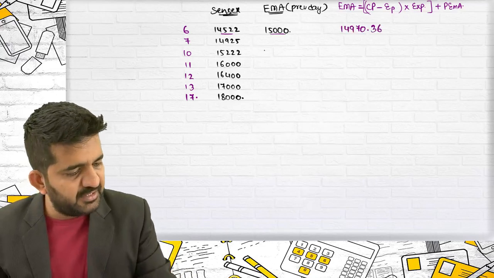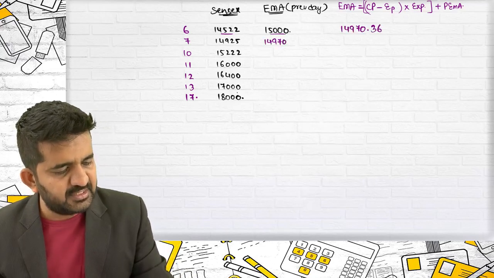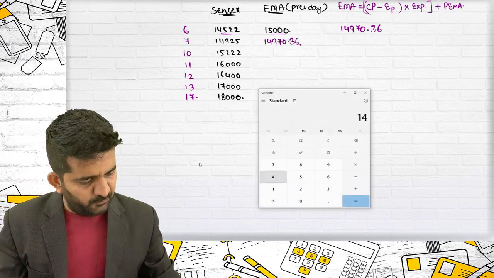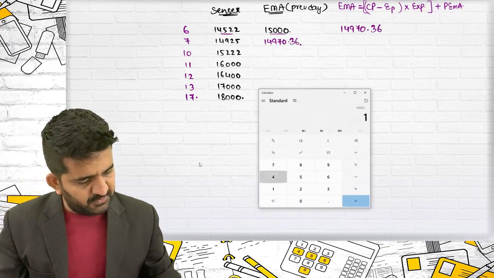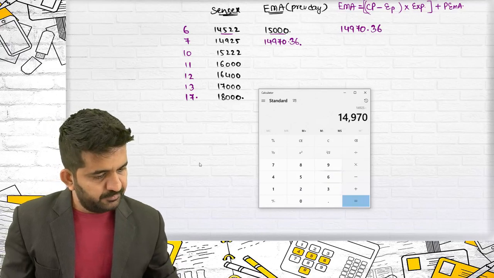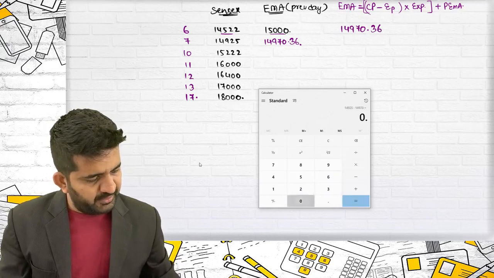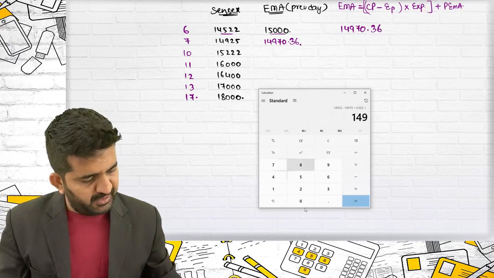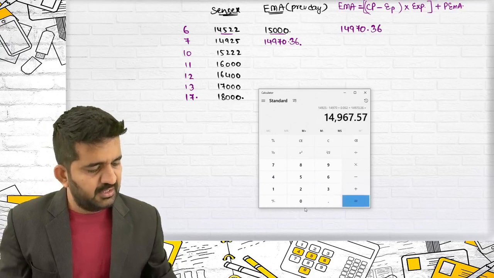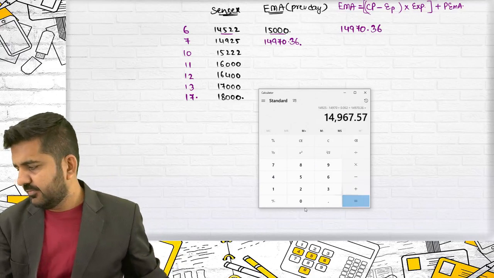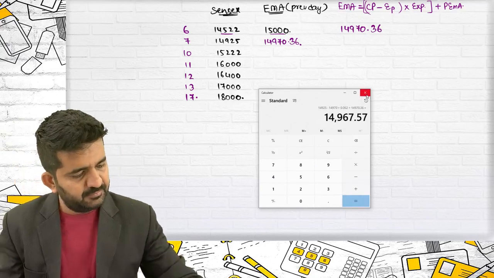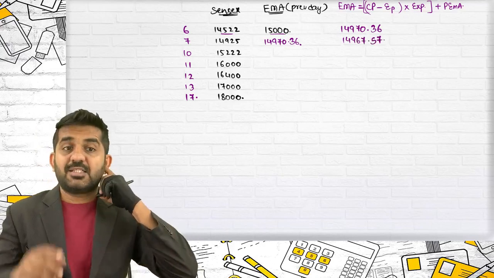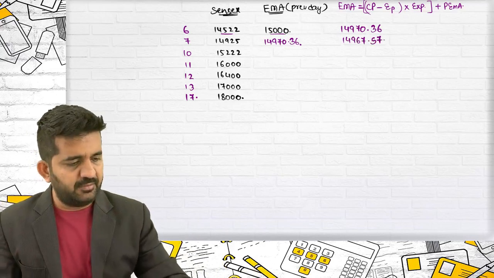What will be the previous day EMA in this case? 14,970.36. Again, the same thing will be repeated. Try to concentrate. 14,925 minus 14,970 multiplied by 0.062 plus 14,970.36. It is 14,967.57. Last time I am calculating, and then I will be just writing down the figures, and I hope you will understand that.